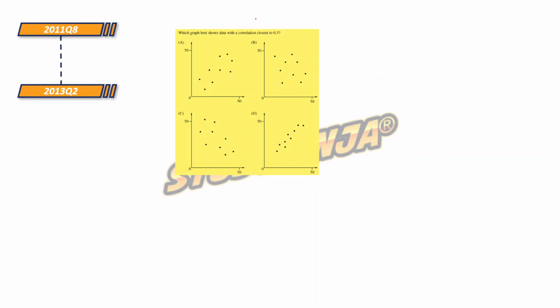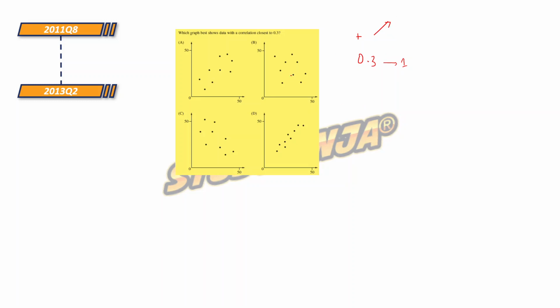Next one, 2013 question 2. Which graph shows correlation of 0.3? So 0.3 means it's positive, right? Positive means direction is up. And 0.3 means it's kind of a weak correlation because it's very far from 1. 1 is very tight correlation.